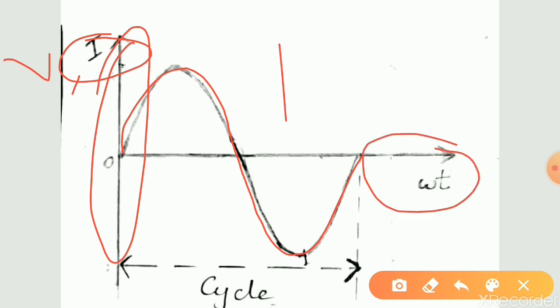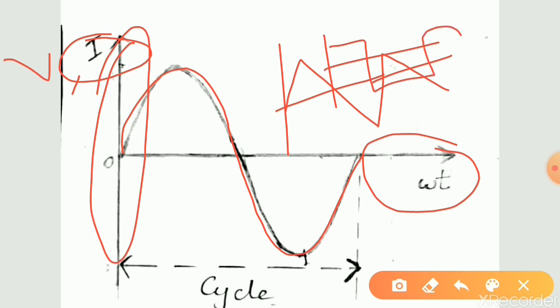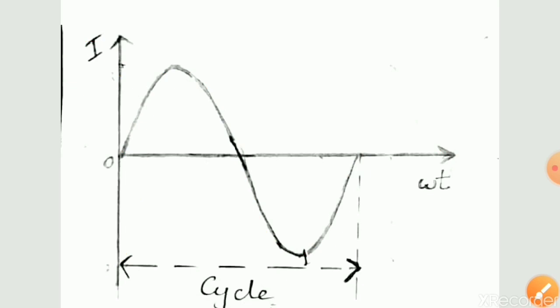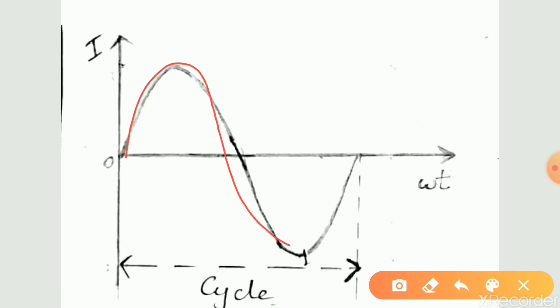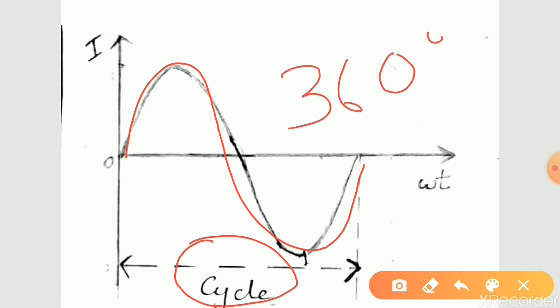The graph can be a triangular waveform, a square waveform, or a sinusoidal waveform. The second terminology is cycle. One complete set of positive and negative values of an alternating quantity is called a cycle. One cycle is equivalent to 360 degrees or 2 pi radians.